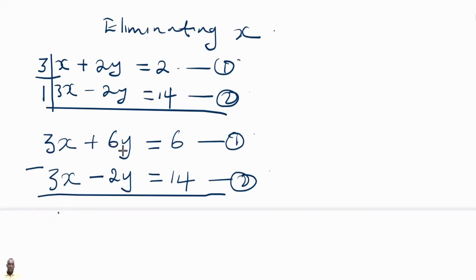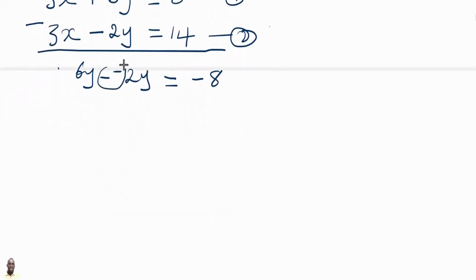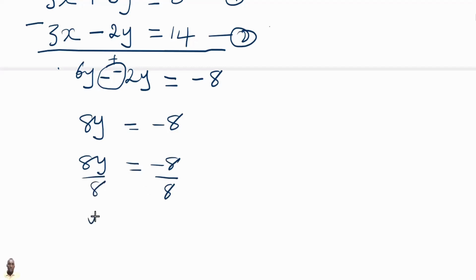Then the 6y minus negative 2y is equal to 6 minus 14, which gives us negative 8. As we simplify, the negative and negative becomes a plus, so we have 6 plus 2 to give us 8y equal to negative 8. To make y the subject, we simply divide through by 8 on both sides. So our y comes to be negative 1.